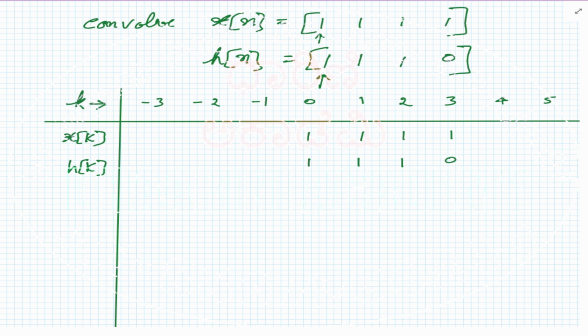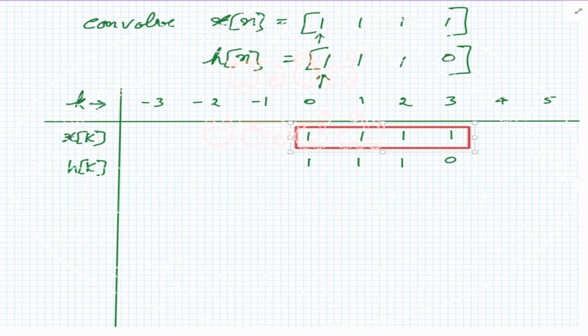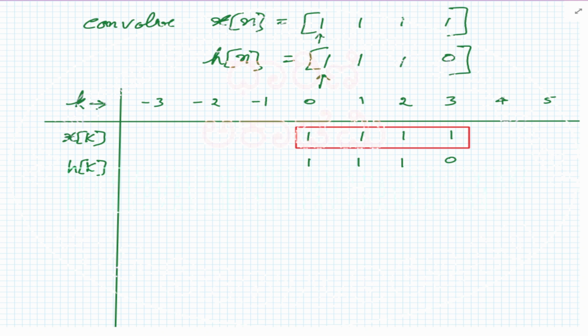You will make the length equal. Now, as you know, the h of k is not going to change. Correct? H of k is fixed. So I'll put a box around x of k, indicating that it's not going to move. It's going to be fixed. Now you see the process.